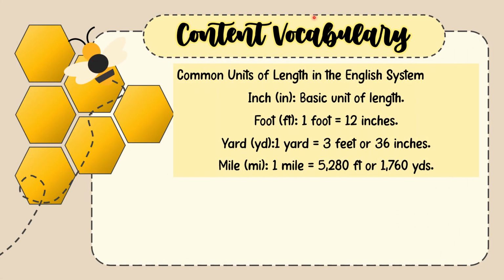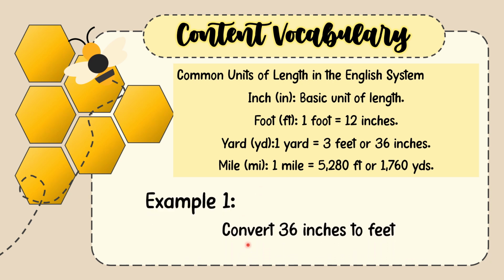These are the common units of length in the English system. The basic unit of length is what we call inch, and 1 foot is equal to 12 inches, 1 yard is equal to 3 feet or 36 inches, 1 mile is equal to 5,280 feet or 1,760 yards. Now, based on these units of length in the English system, let's have example number 1. Convert 36 inches to feet.